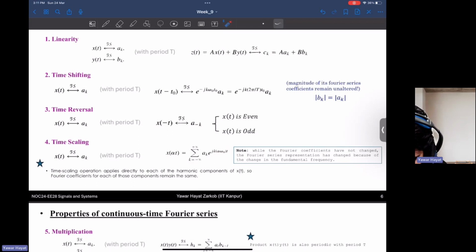So this time scaling operation applies directly to each of these harmonic components of x of t. The Fourier coefficients for each of those components will remain the same. You can note that the Fourier coefficients have not changed, although the Fourier series representation has changed because of the change in the fundamental frequency. Our fundamental frequency was scaled by alpha in this case.